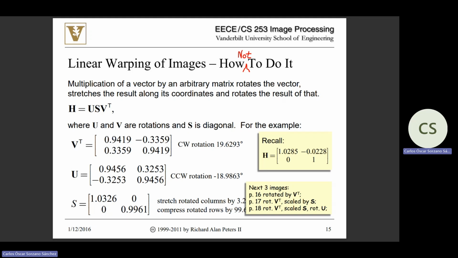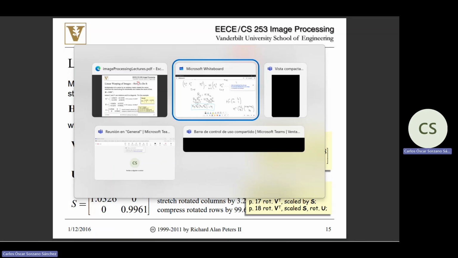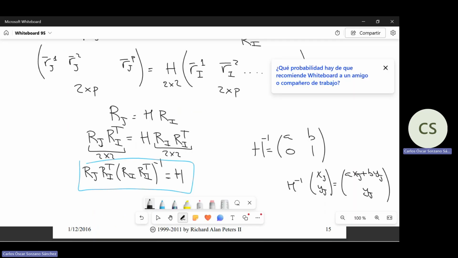By the way, before we get into something else, any matrix can be decomposed in this way. This is called the singular value decomposition. You are familiar with the eigenvector decomposition, right? Diagonalization of the matrix? Eigenvalues, eigenvectors. Yes.